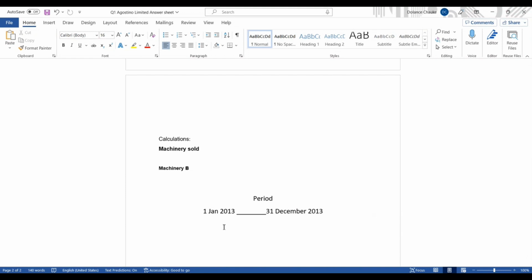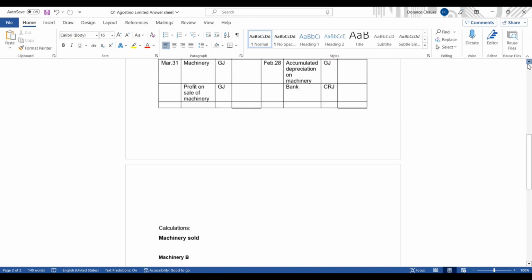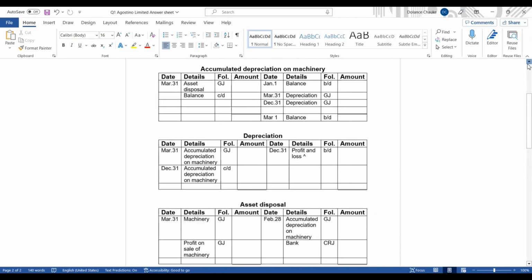So we need to master this. Our current period started on the 1st of January 2013 and ended on the 31st of December 2013. Now, we don't care about the March thing. March thing is a different thing. You'll see how we're going to do it. It's going to be easy. So let's go back and see what it is that we're going to record and what it is that they want.